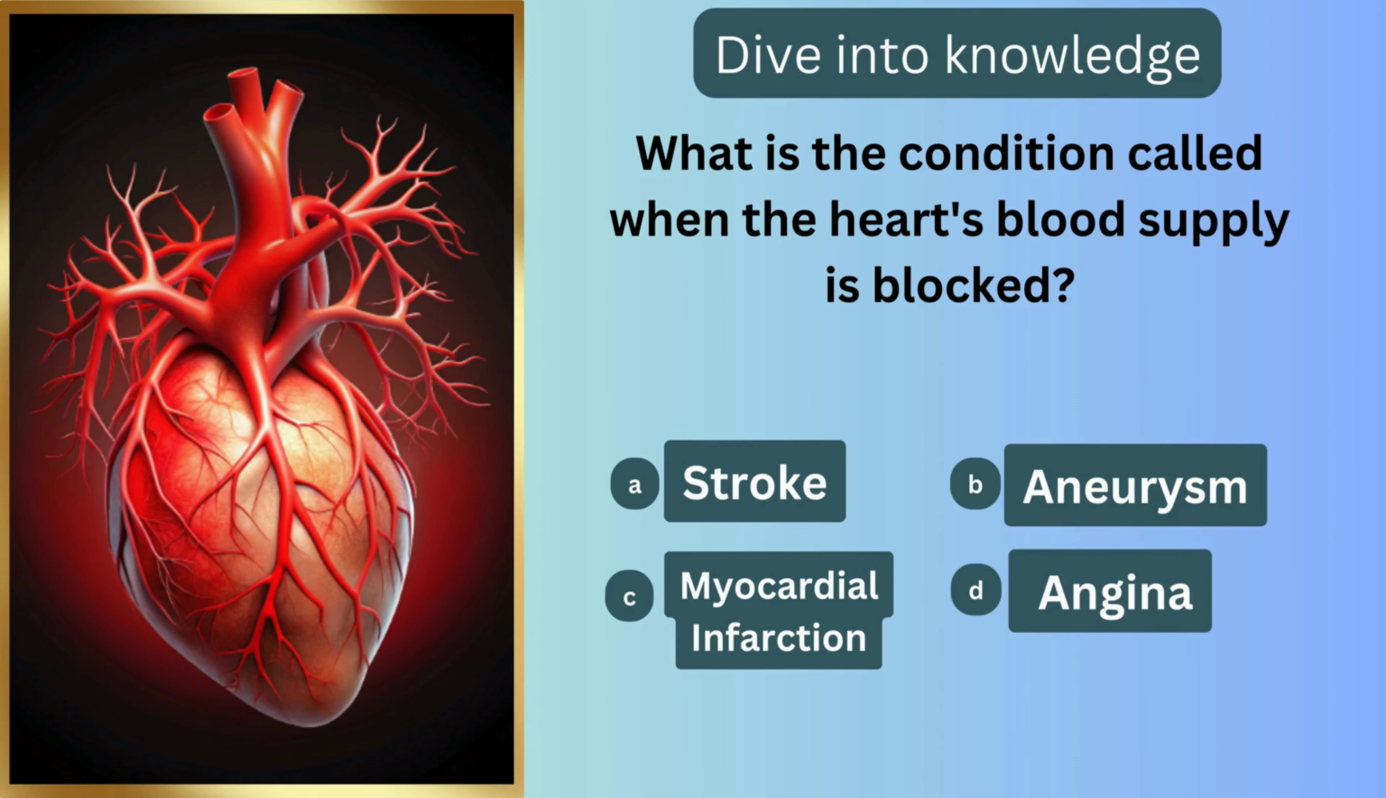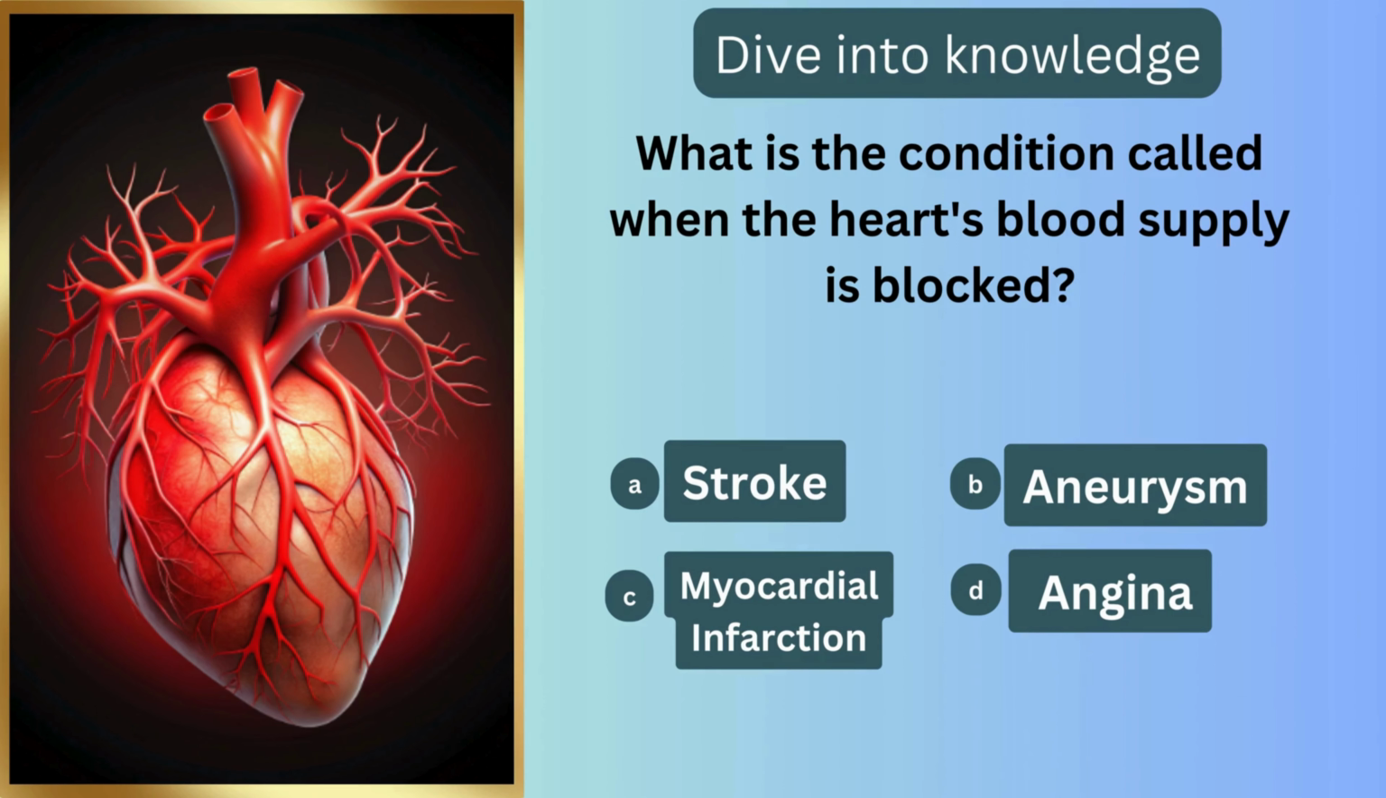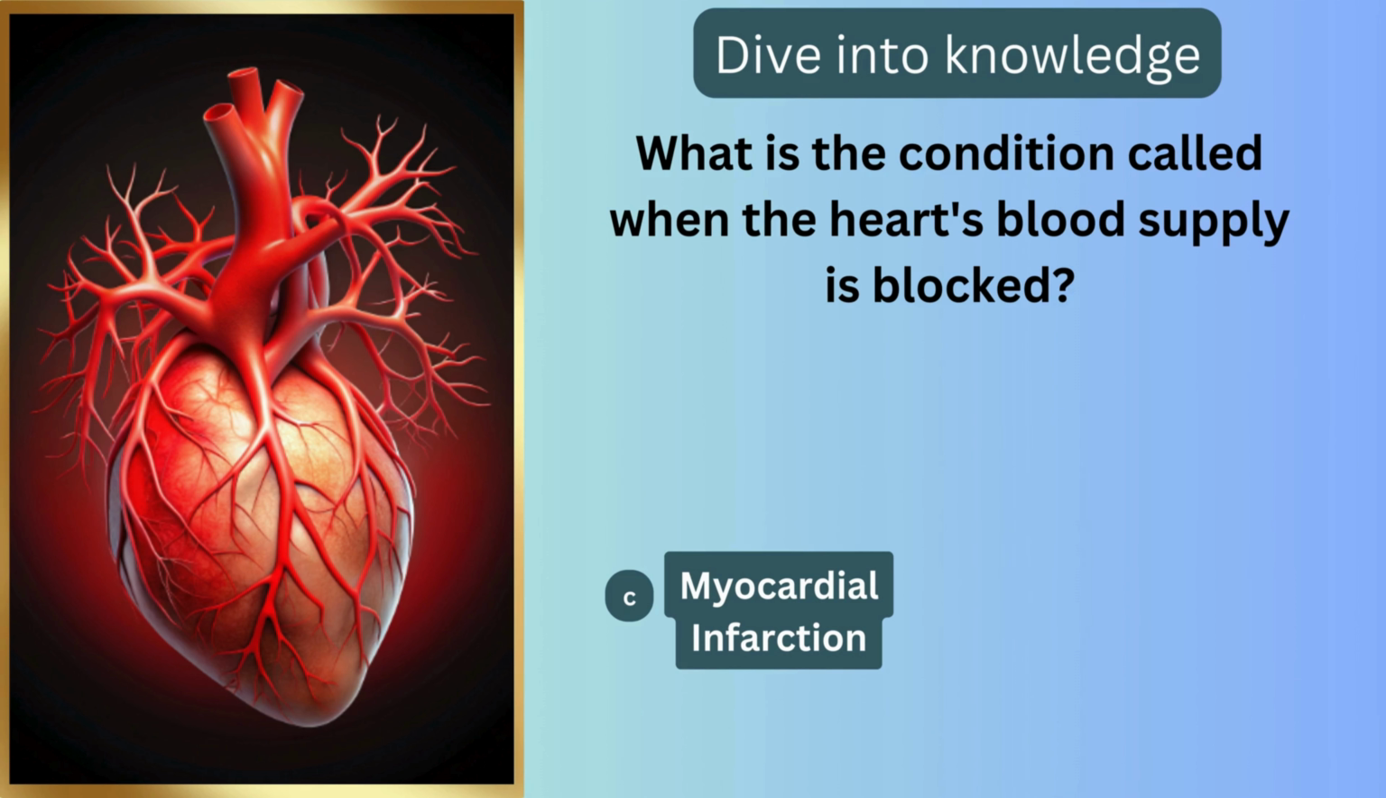Next question is, what is the condition called when the heart's blood supply is blocked? Let's take a look at the options. A. Stroke. B. Aneurysm. C. Myocardial infarction. Or D. Angina. Time's up. The right answer is C. Myocardial infarction.